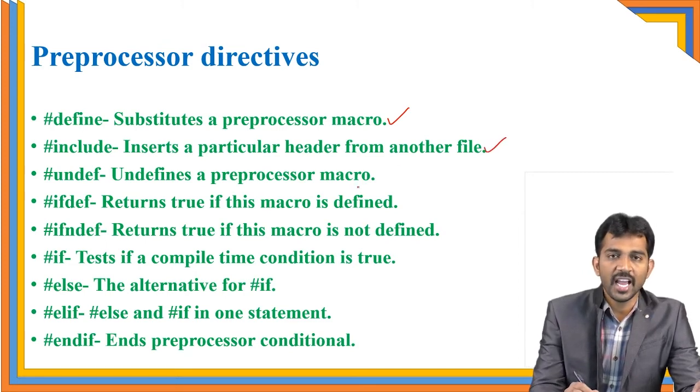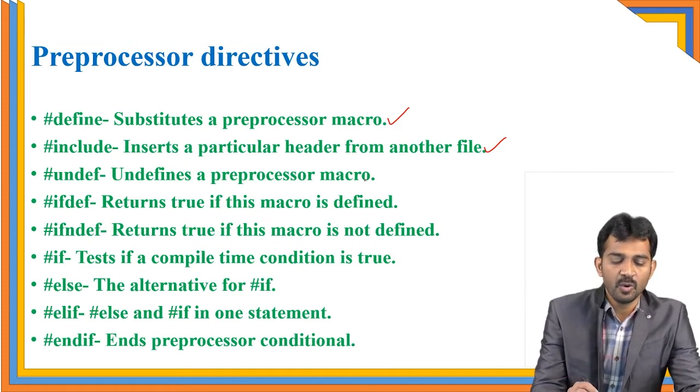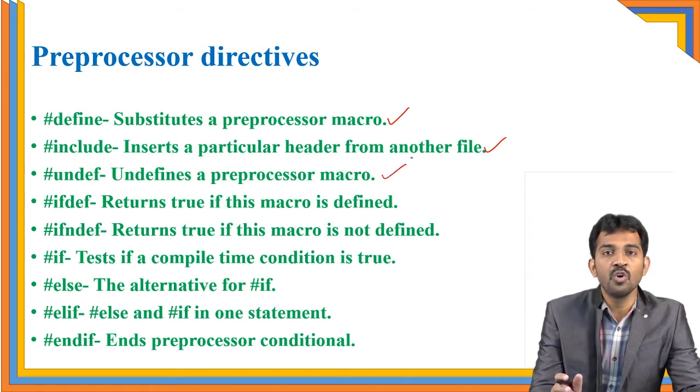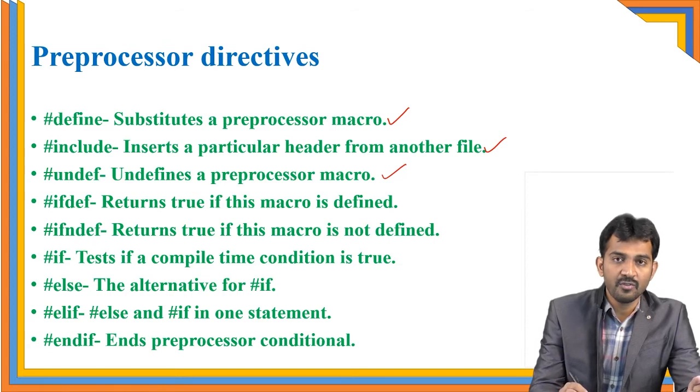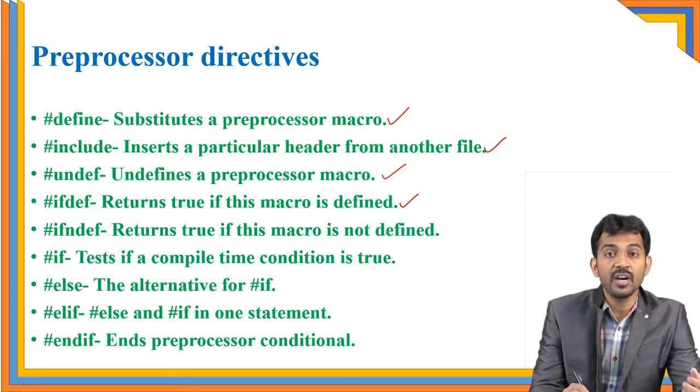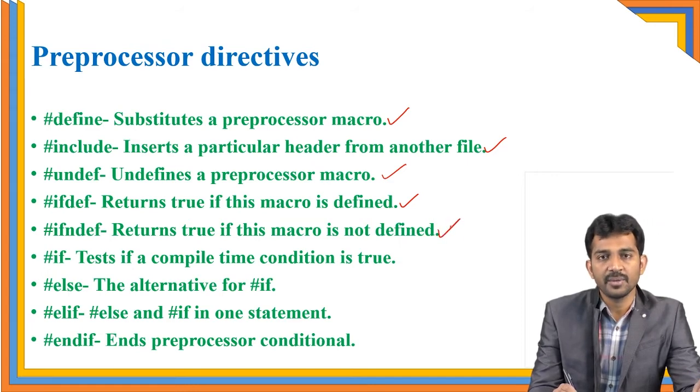Coming to the next, hash undef. Suppose you define one value, a pi value, and you want to undefine or reset the value, then you can use undef. Undef means that value is removed from your program, right? And ifdef: if a particular value is defined, it returns true. Coming to ifndef, if it is not defined. We'll see one by one in our Dev C.